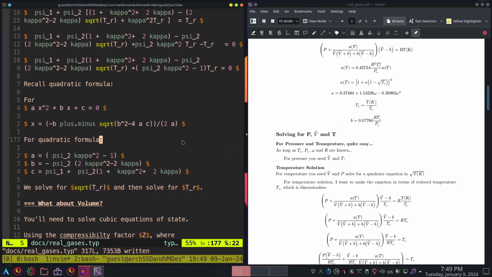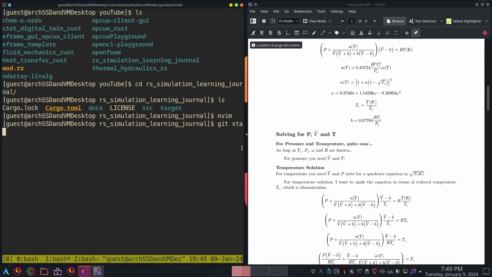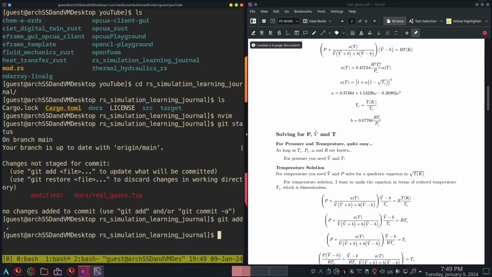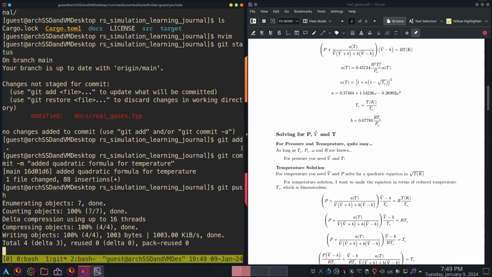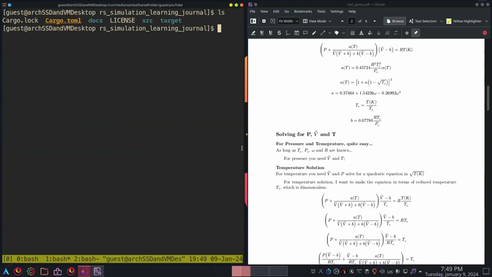Okay, so now we have this. I'm going to save this. I always like to add this first. Added quadratic formula for temperature. Okay, there's a lot of lines of text code.